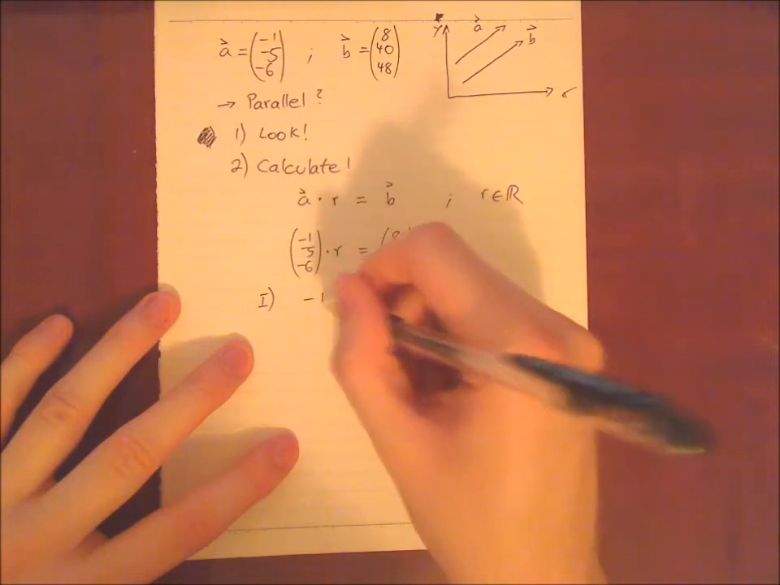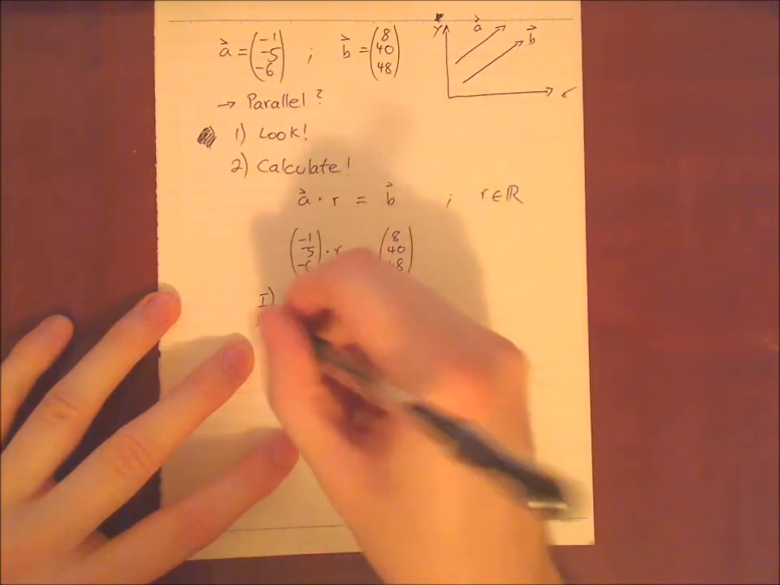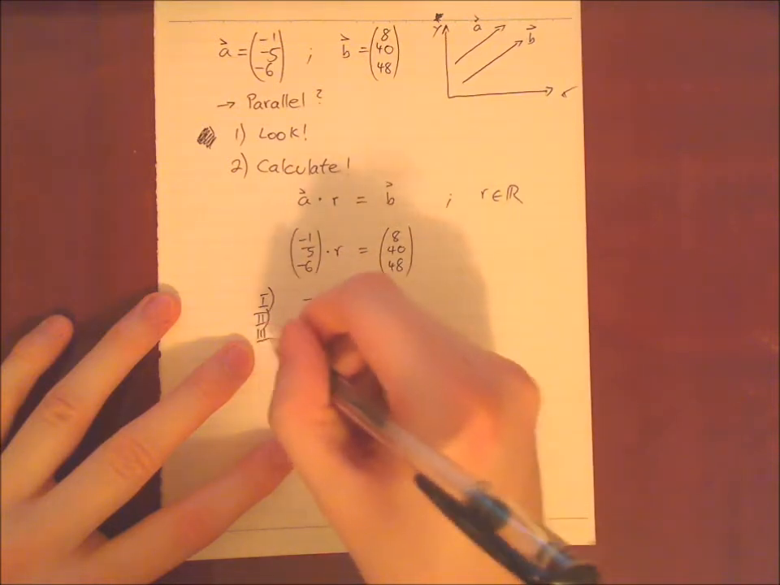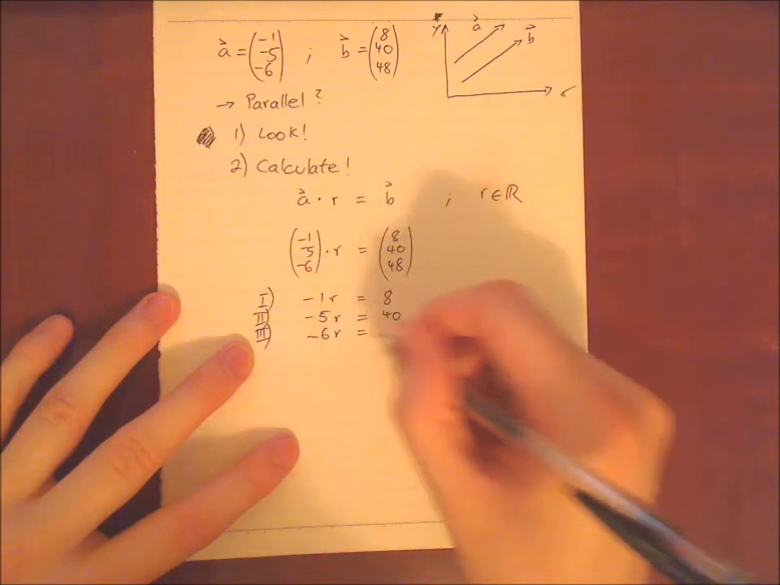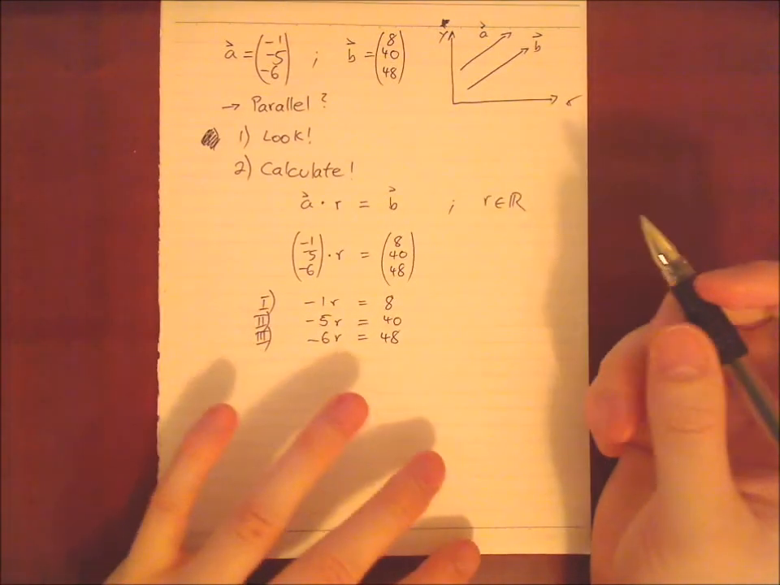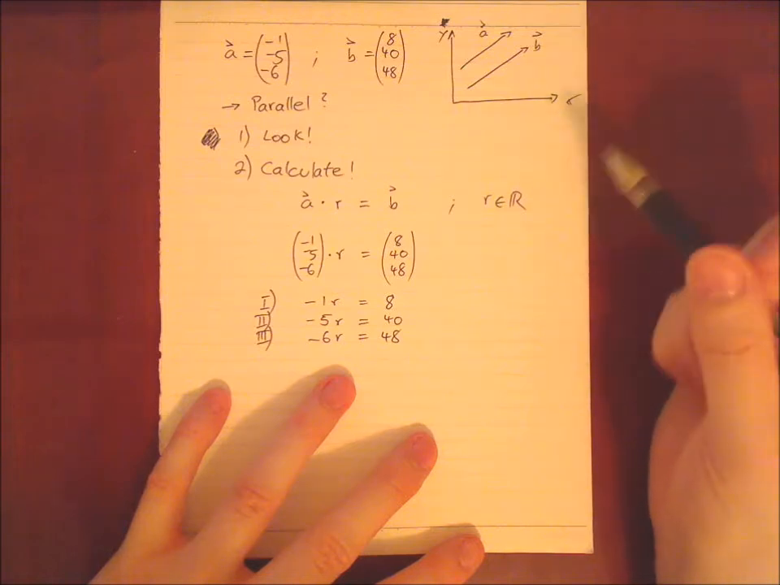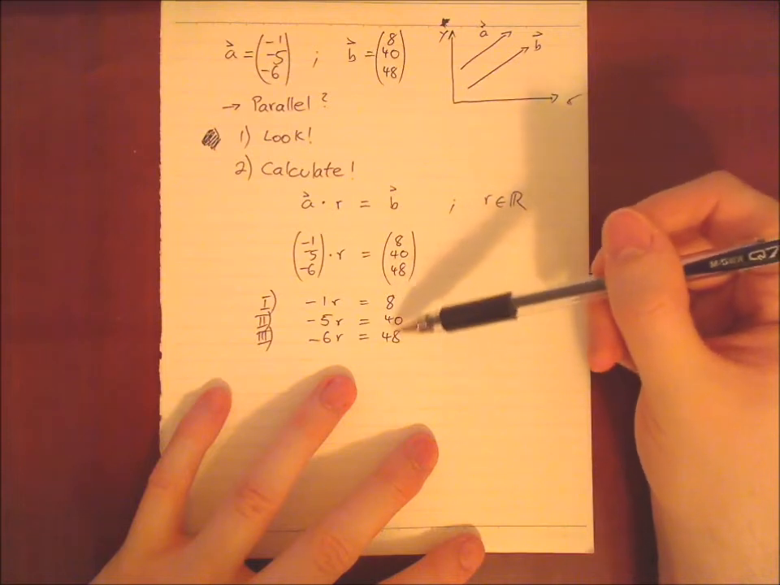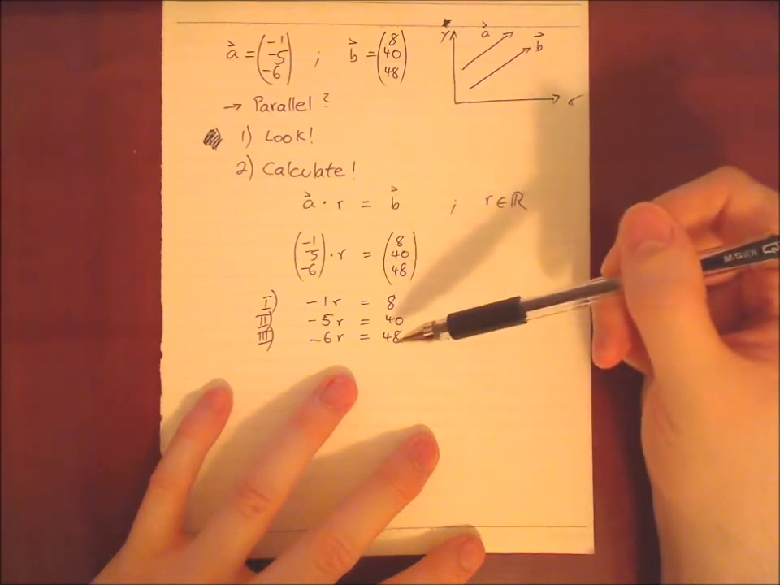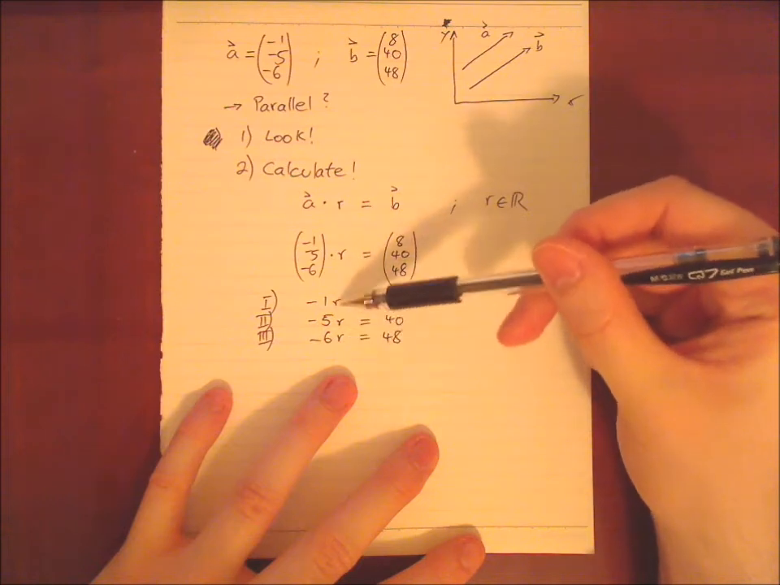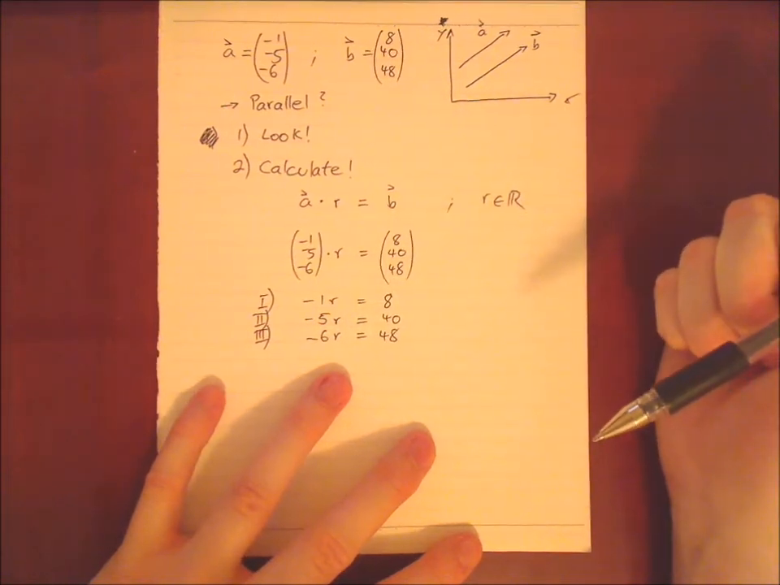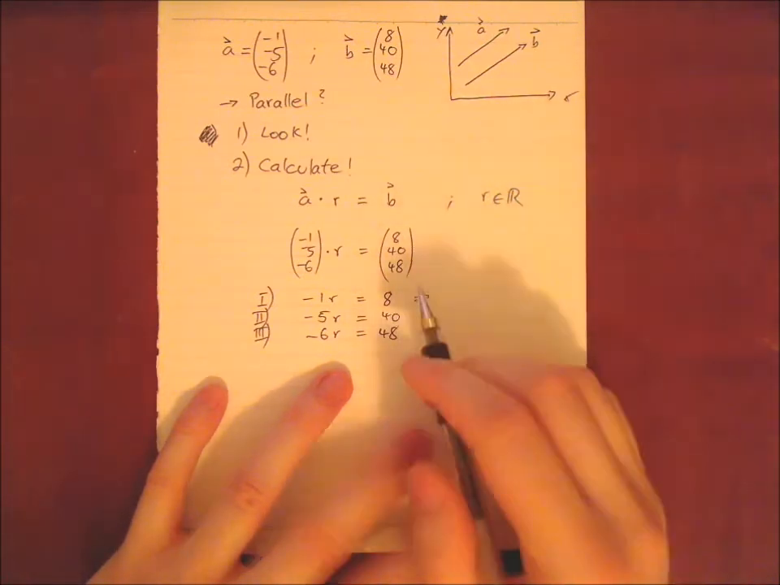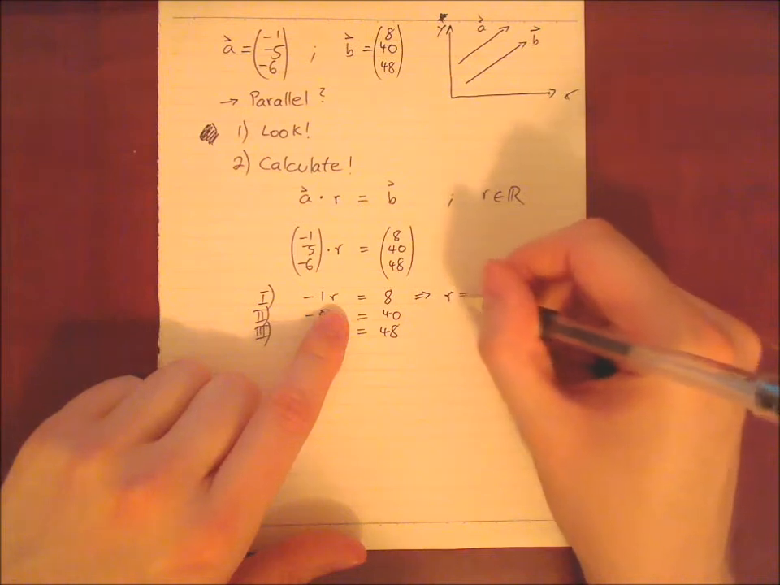So we have minus 1r equals 8, second equation, minus 5r equals 40, third equation, minus 6r equals 48. In this case, actually always, when those two vectors are parallel, all of these 3 equations have to be true at the same time. So we're looking for one and the same r in this case. We can solve it, and in this case it's very easy. We can just have a look at it, and we see r has to be minus 8.